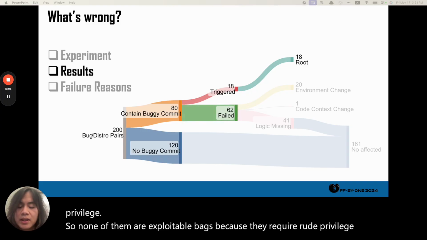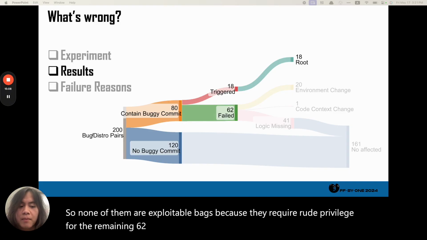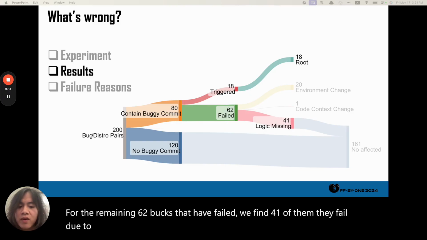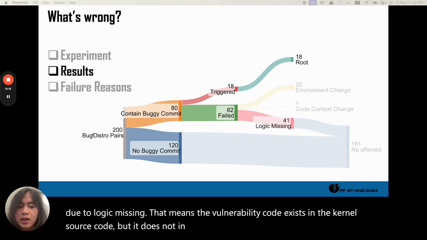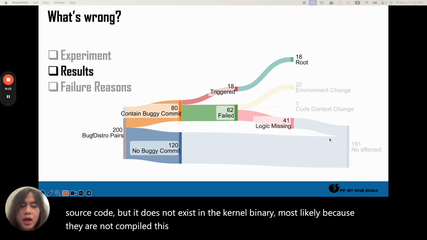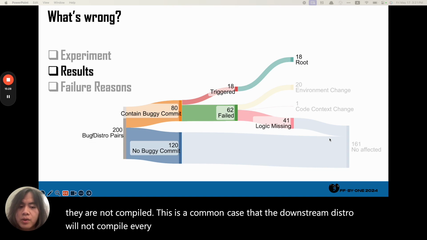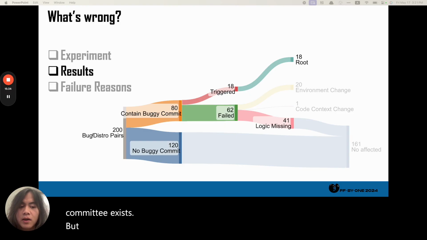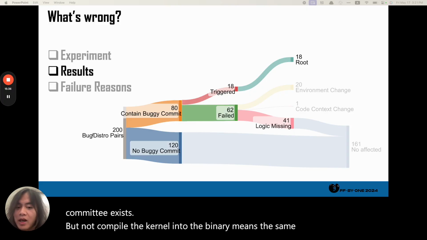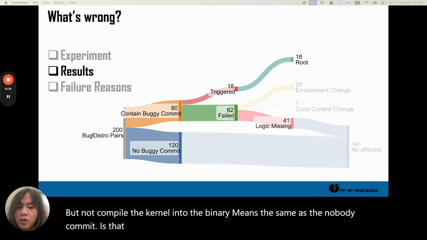For the remaining 62 that failed, we found 41 of them failed due to logic missing. That means the vulnerable code exists in the kernel source code, but not in the kernel binary, most likely because it was not compiled. This is a common case: the downstream distro will not compile every single upstream kernel module, even though the buggy commit exists. But not compiling it into the binary is the same as having no buggy commit, so the distro is not affected by the bug.